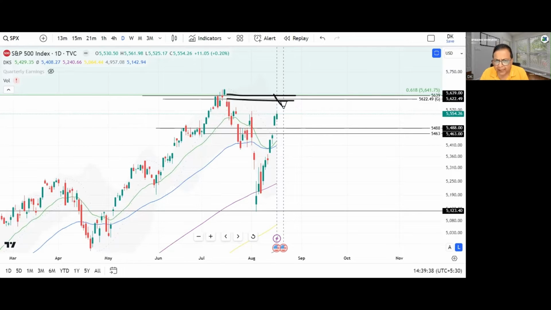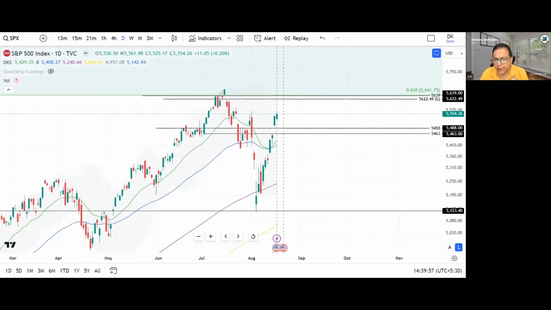And then it probably may correct or consolidate to give a breakout, like this could be an upcoming cup and handle kind of continuation chart, because the overall trend is still bullish. The uptrend still remains intact in the S&P 500 index.